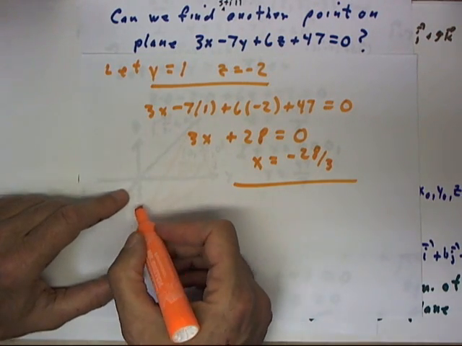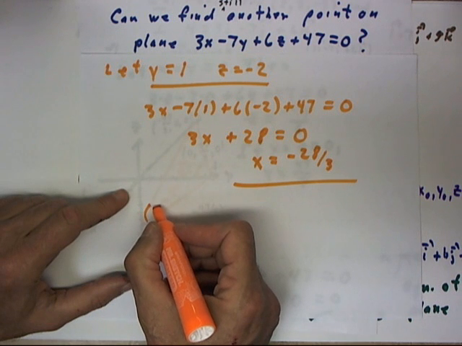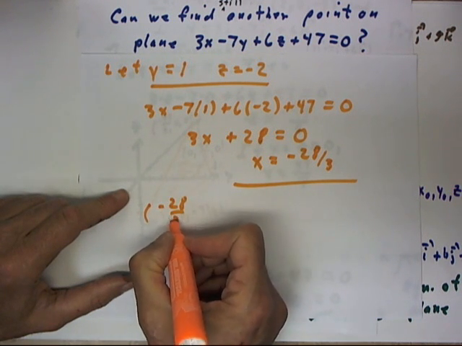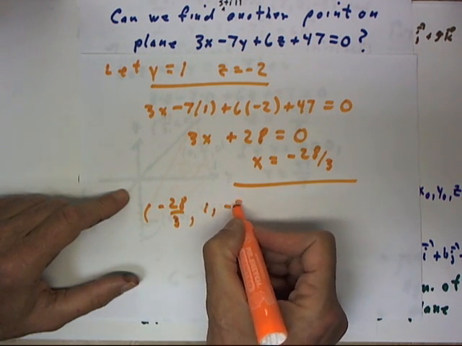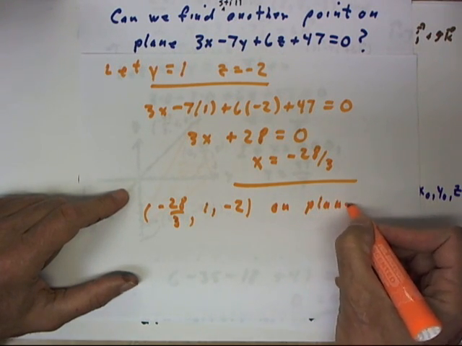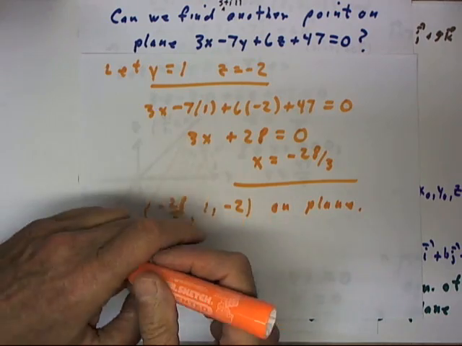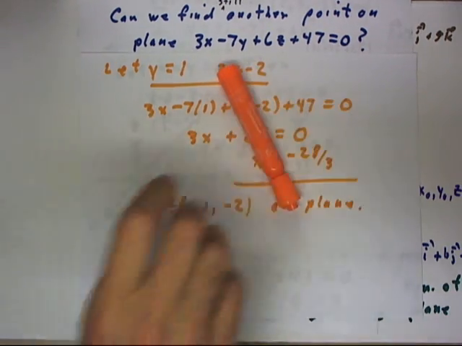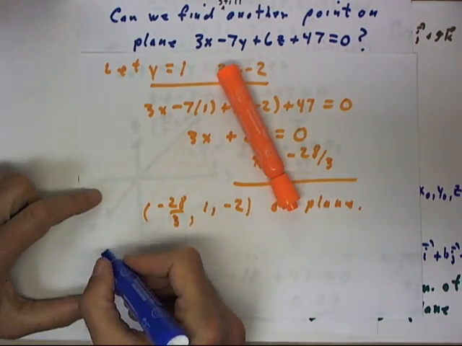So now we know that the point -28 thirds, 1, -2 is on the plane. Now let's see if we can verify this. Okay, verify.